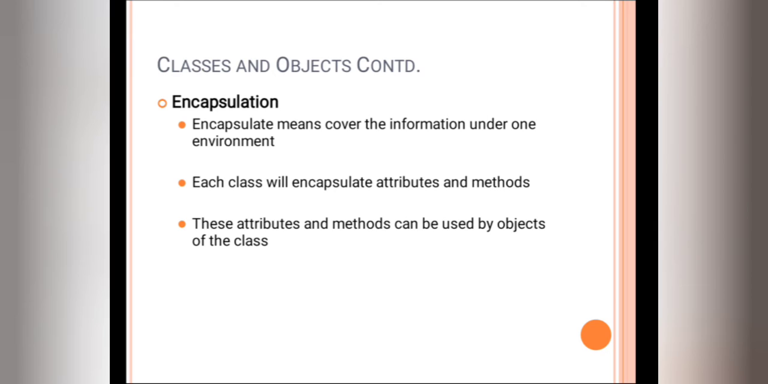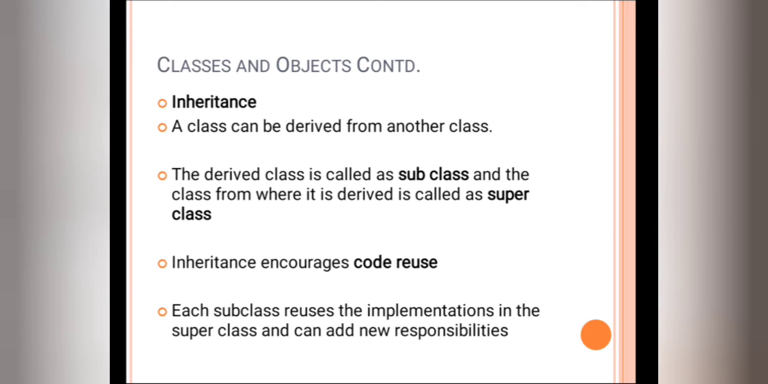These attributes and methods can be used by the objects of the class. Why are we encapsulating it? Because we have to provide some common features to the object. So the attributes and methods encapsulated by the class can be used by the objects of that class. So this is encapsulation. Then inheritance. Inheritance means a class can be derived from another class, inheriting the property of another class. The derived class is called a subclass, and the class from which it is derived is called a superclass.